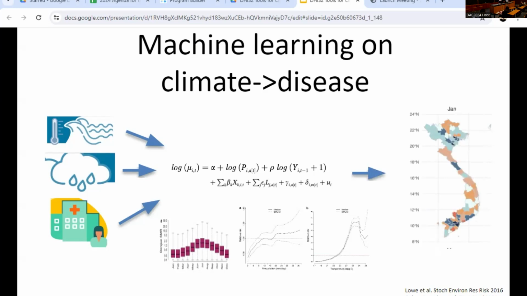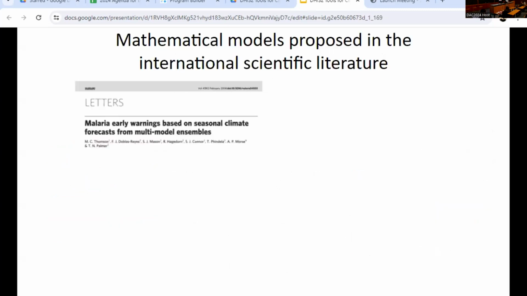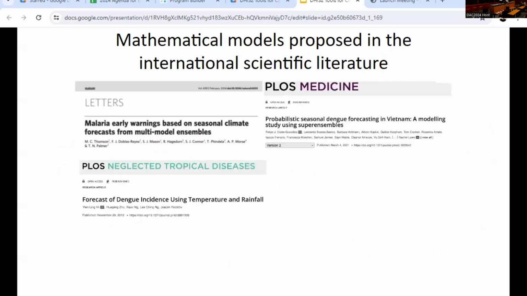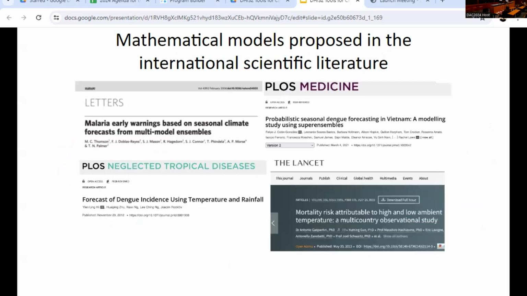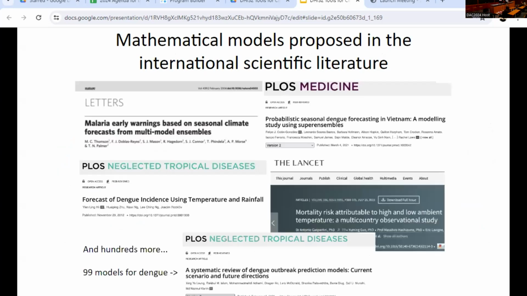So this is from Vietnam. In which regions of Vietnam is there a high risk for an outbreak in January, for instance? So a lot of these models have been proposed in the literature, and we discussed in this machine learning session the difference between academia and operation. So a lot of these have been published. It's actually 99 models were reviewed just for dengue.